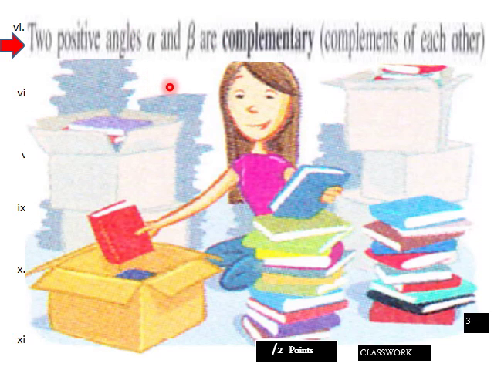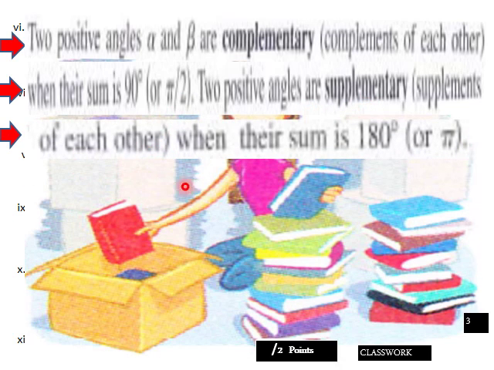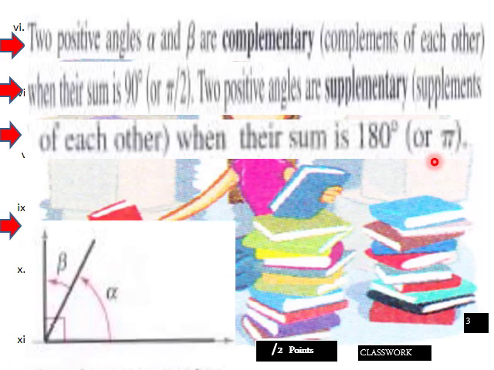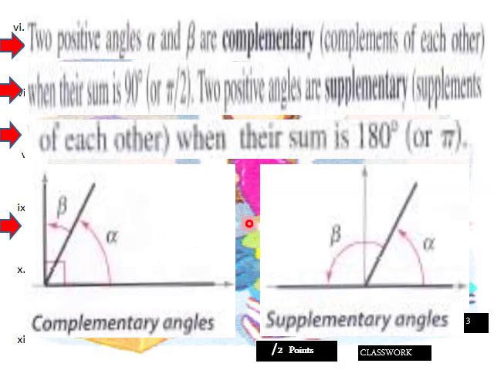Two positive angles, alpha and beta, are complementary, complements of each other, when their sum is 90 degrees, or pi/2. Two positive angles are supplementary, supplements of each other, when their sum is 180 degrees, or pi. So here's an example here of complementary angles. Alpha and beta here are complementary, and then alpha and beta here would be supplementary here for the straight angle.